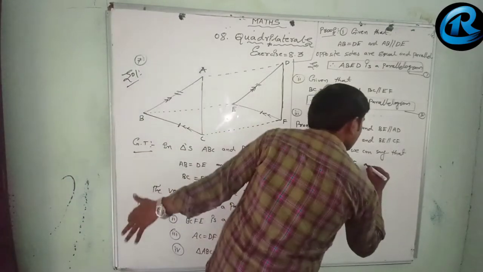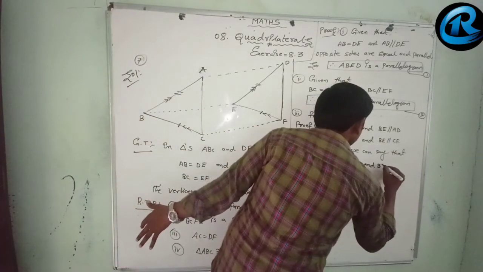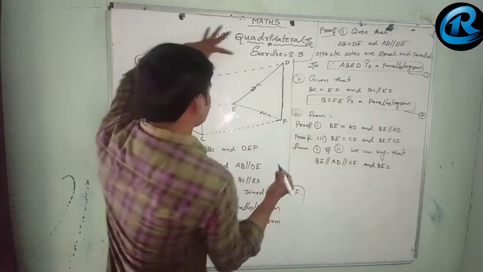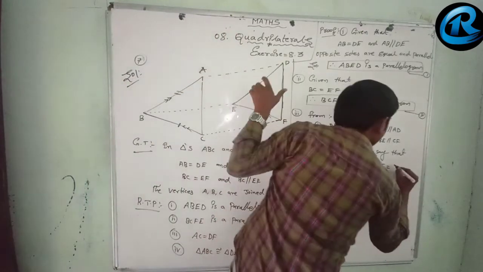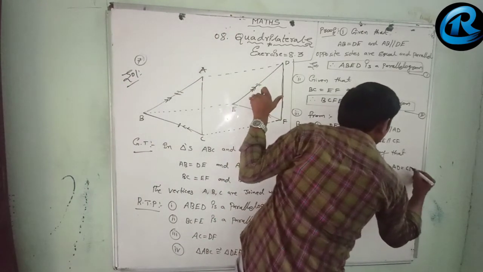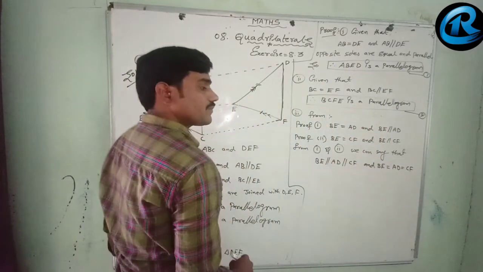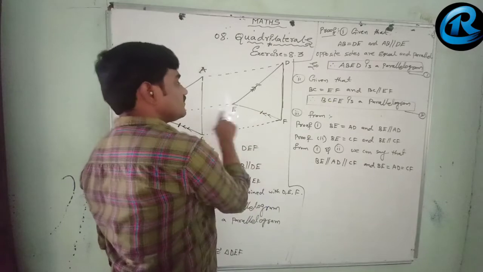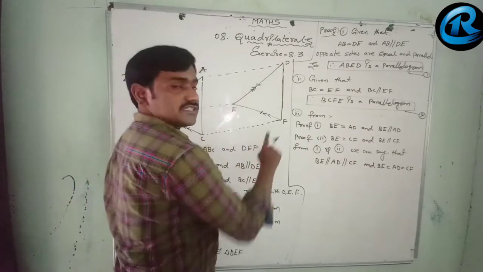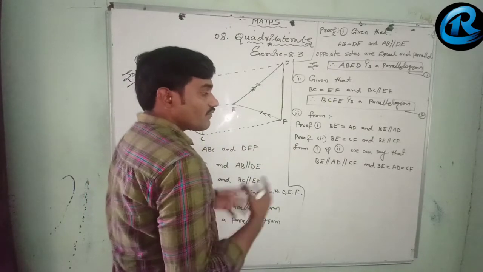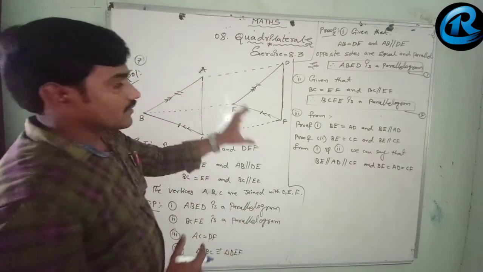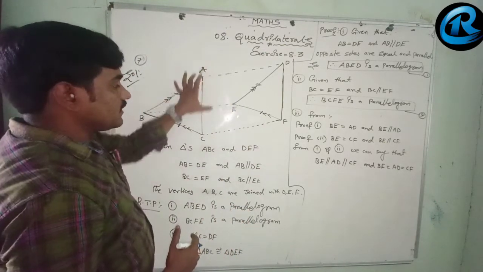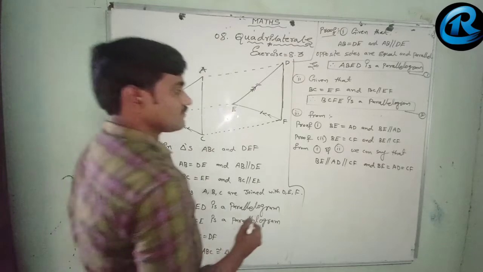And this BE is equal to AD and CF. So this BE is equal to AD and CF. This BE is parallel to AD and CF, even equal. So from this what can we say? Now from all this, in ABCD.